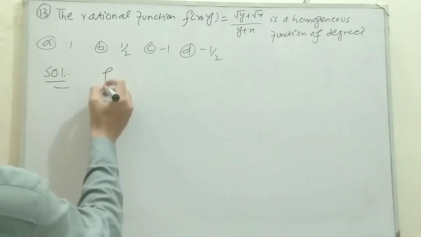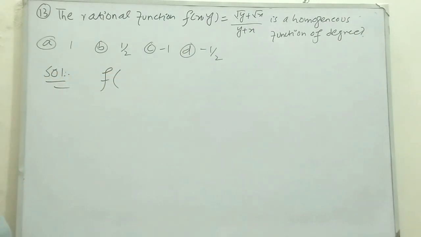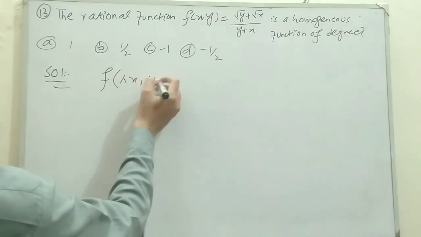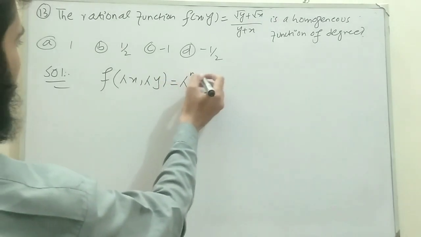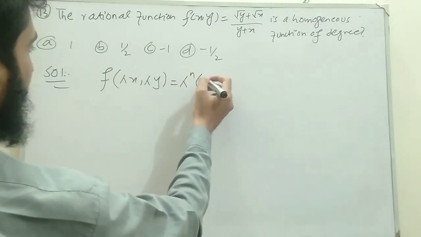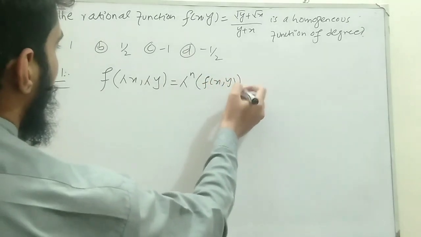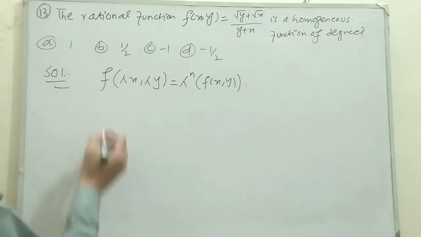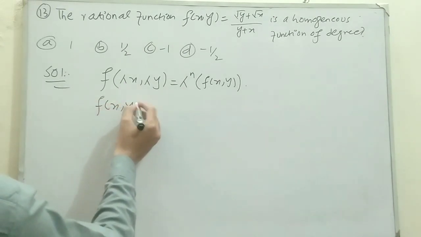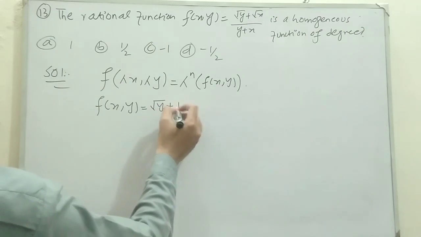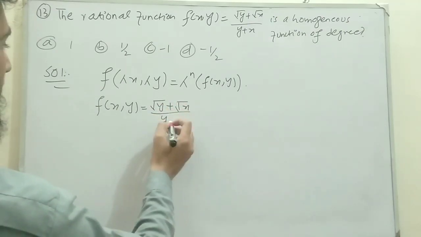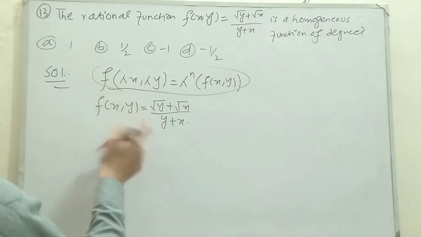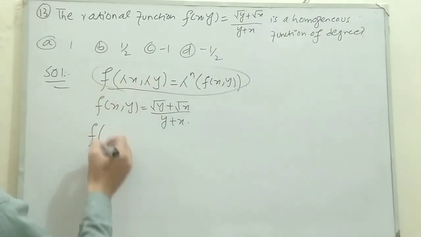A function will be a homogeneous function of nth degree if f of lambda x and lambda y is equal to lambda power n times the original function f of x, y. If the function satisfies this condition, then it is a homogeneous function. Let's suppose we have the function f of x, y equal to root y plus root x divided by y plus x. In the given condition we replace x with lambda x and y with lambda y.